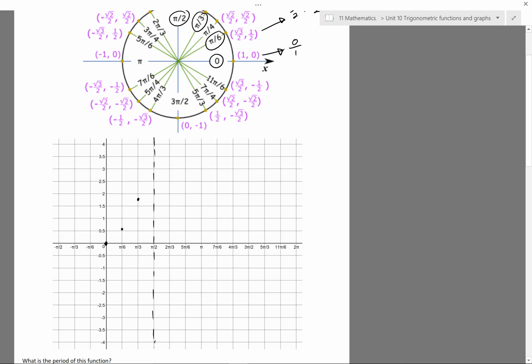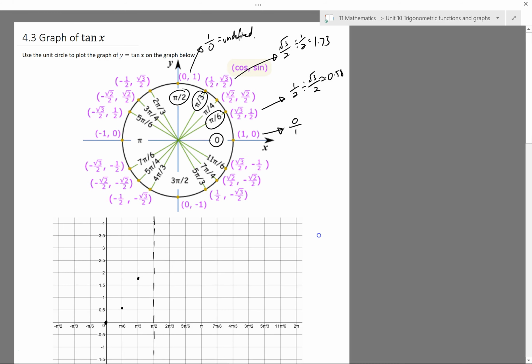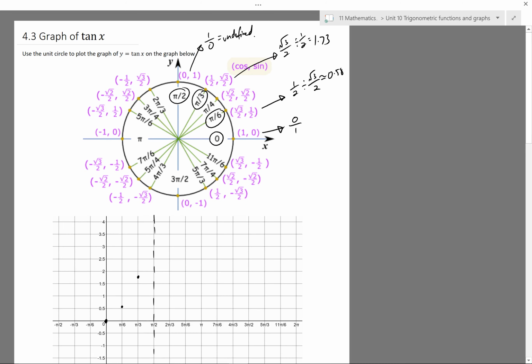So I'll go ahead and plot points for all these other ones as well. You won't need to divide all of these because they'll be the same values, just negatives of them. So for example, here will be minus 0.58. Here will be minus 1.73. And remember, these ones, since we're in the quadrant where tan is positive, will be the same value but positive. So we'll go ahead and plot all of these points and then have a look at what the graph looks like.